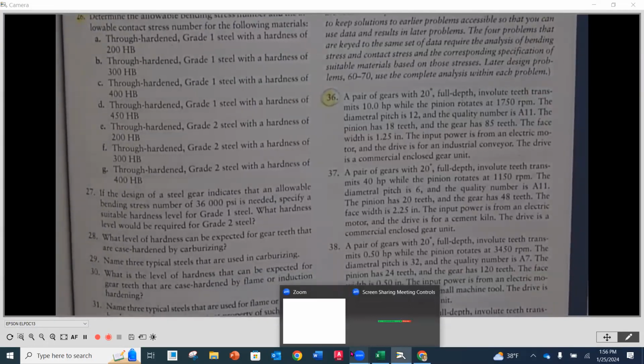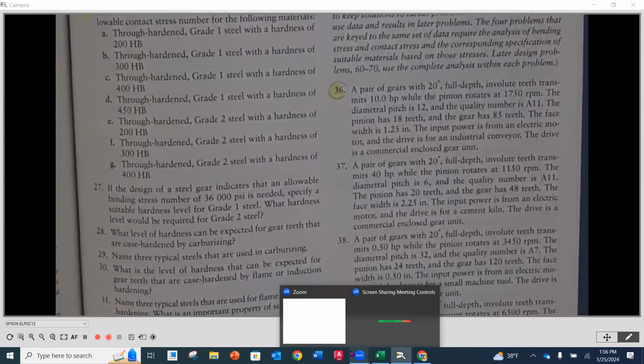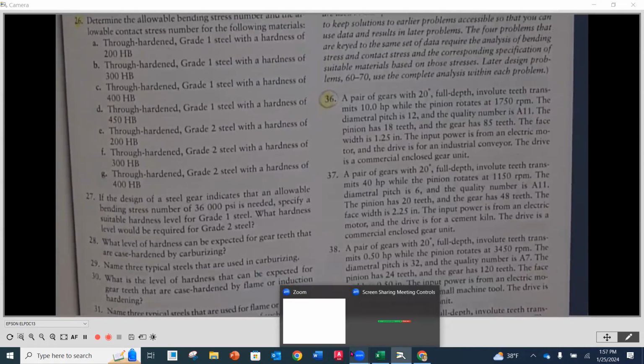I don't know if you do. I honestly don't remember. It's been a year since I did this. I would have taught this last year. So that's why I say that. Okay. But you can keep the same number of teeth. Diametral pitch you may have to change to bring that stress down. Okay. You could change the face width as well. Yes.